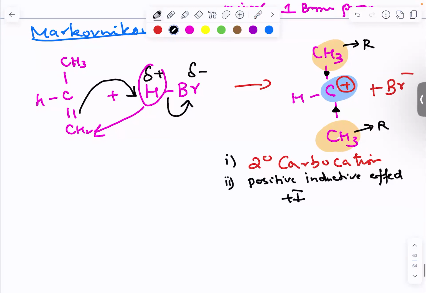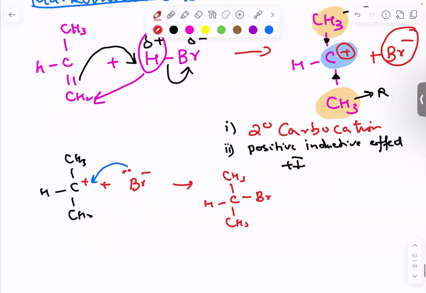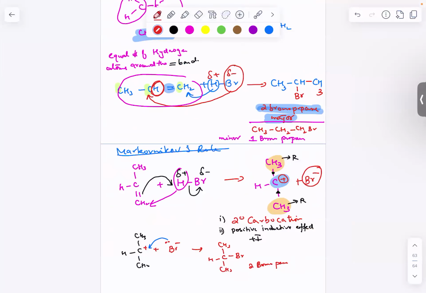Now, what would be the second step, beta? CH3 positive is going to react with the leaving nucleophile, this bromide ion, and I am going to draw the arrow from the lone pair, and we are going to get the product CH3CHBrCH3. So what is it? It's 2-bromopropane, right? Just like this, 2-bromopropane.